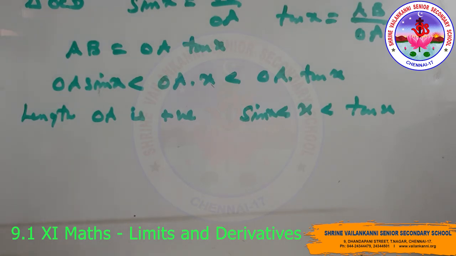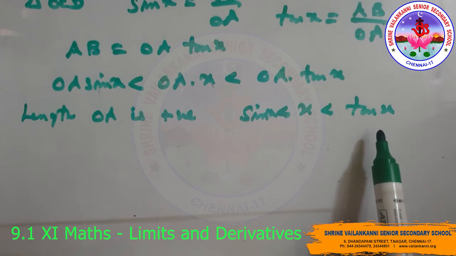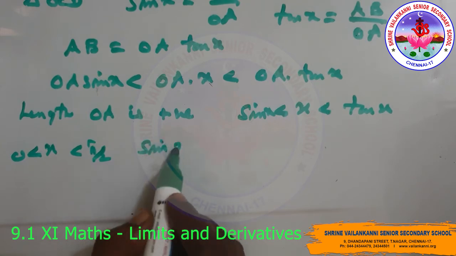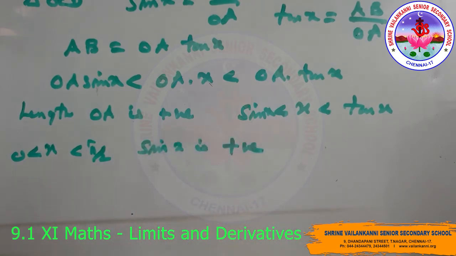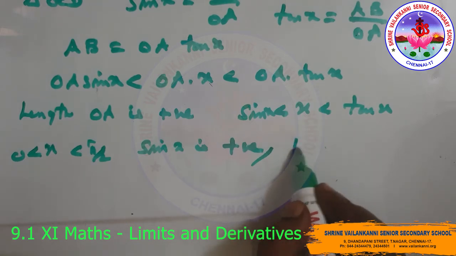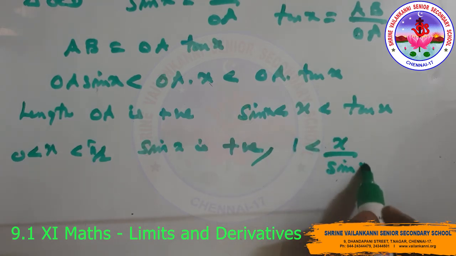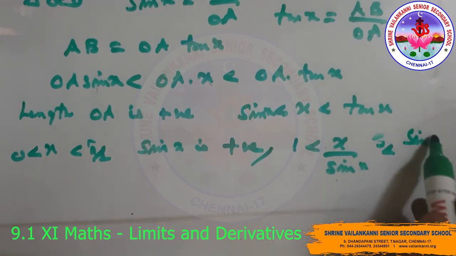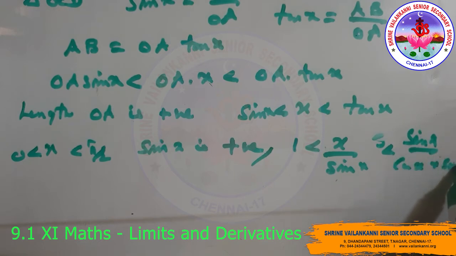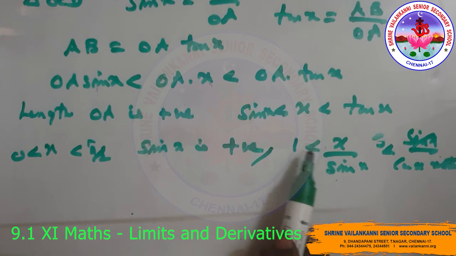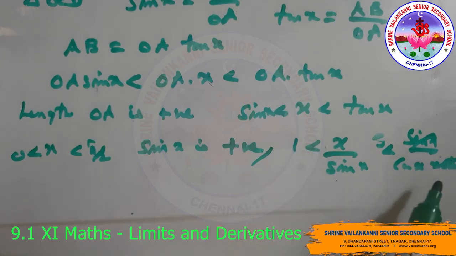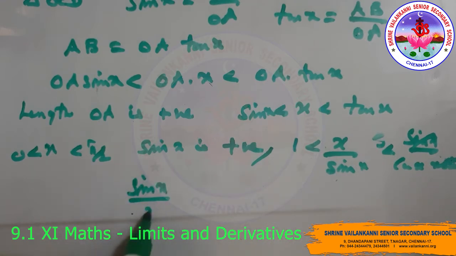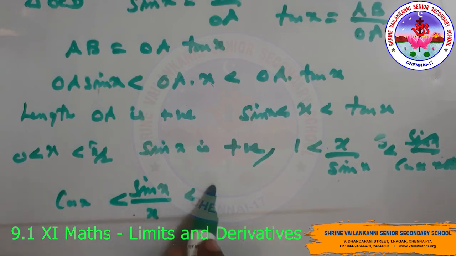Since length OA is positive, we have x lies between sin x and tan x. Since x lies between 0 and pi by 2, sin x is positive, and thus by dividing throughout by sin x, we get 1, x by sin x, and 1 by cos x, since tan x is sin x by cos x and we divide by sin x. It will get cancelled. So x by sin x lies between 1 and 1 by cos x. Taking reciprocals throughout, we get sin x by x, which lies between cos x and 1.